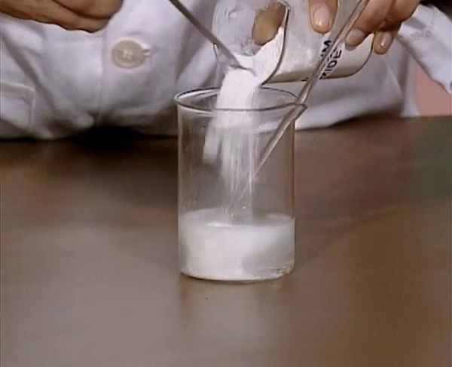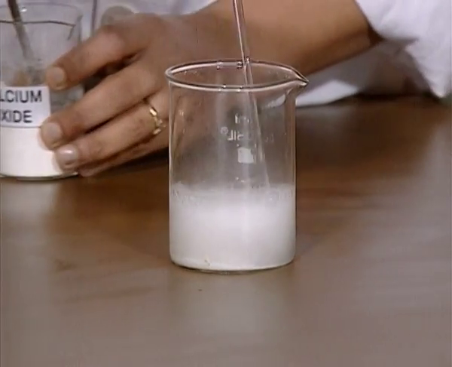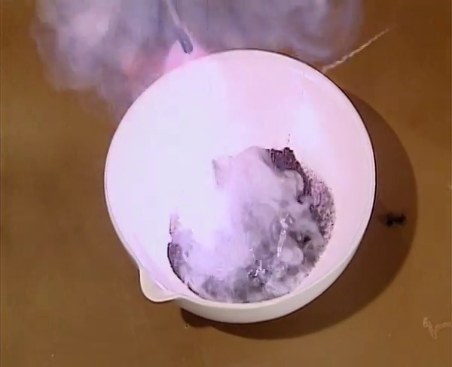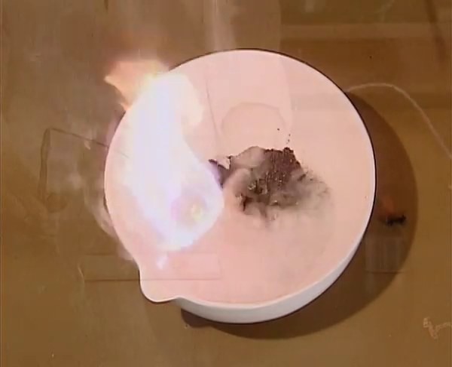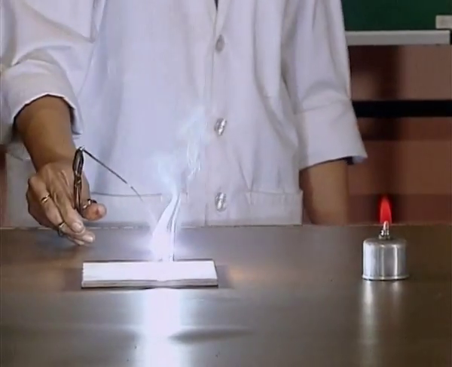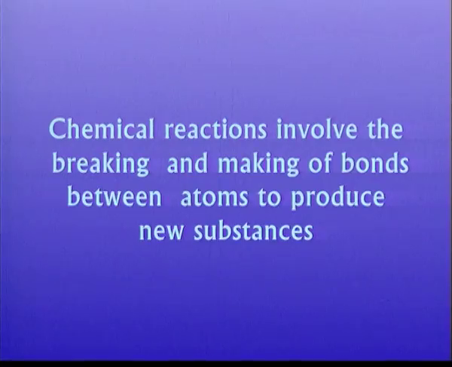Now we should understand why heat is absorbed or evolved during a reaction. For this, we should first try and understand how a reaction occurs. During a chemical reaction, atoms of one element do not change into those of another element, nor do atoms disappear from the mixture or appear from elsewhere. Actually, chemical reactions involve the breaking and then reformation of bonds between atoms to produce new substances.